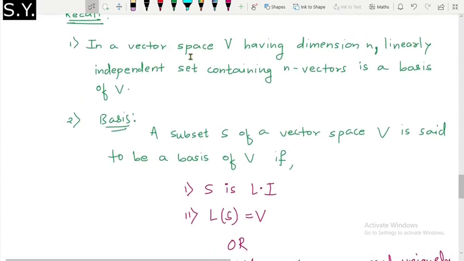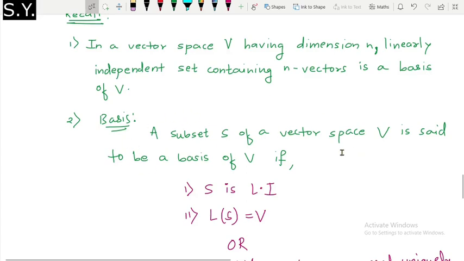The first thing is, in a vector space V having dimension n, if you are having a linearly independent set containing n vectors, means if you know the dimension of the vector space V which is n, and if you are having a linearly independent set from that vector space and that set also contains n vectors, then you can directly say that that set will be a basis. No need of checking this second condition of the basis. I hope you are getting my point. And this second is the definition of basis itself.